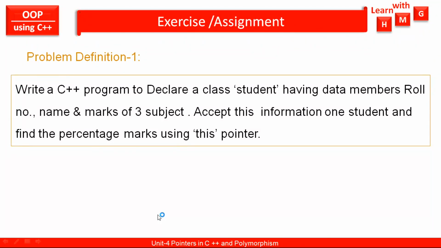So here is an exercise or assignment program for you. Write a C++ program to declare a class student having data members roll number, name and marks of 3 subjects. So in the class student, data members are roll number of student, name of student and marks of 3 subjects, let us say M1, M2, M3. Then accept this information of one student and find the percentage marks using this pointer. First of all, accept the 3 subjects marks M1, M2, M3. Get the total of these 3 marks, that is total is equal to M1 plus M2 plus M3, and then find the percentage using this pointer.